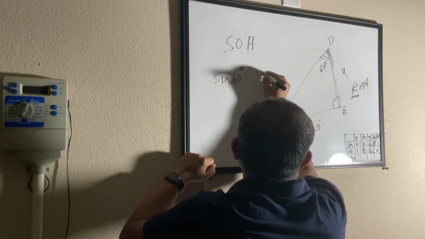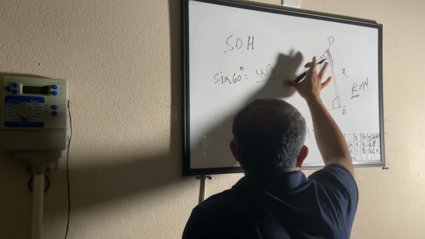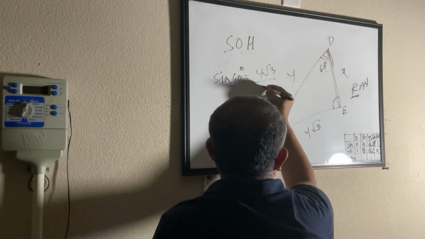Opposite side, 4 root 3 is the opposite side by hypotenuse. I don't know what the hypotenuse is. Okay, that is not x. Let's say that is y.